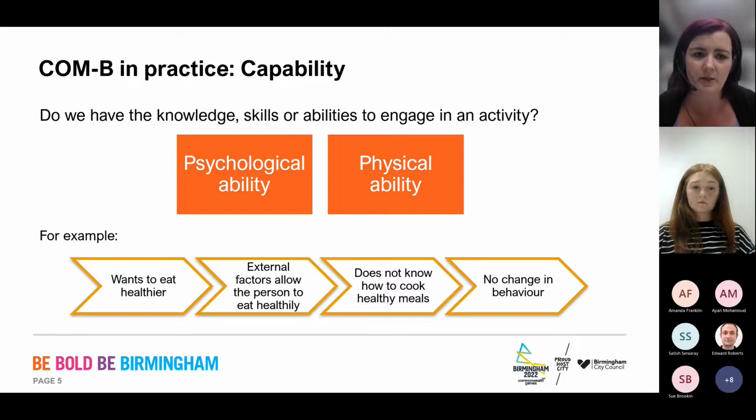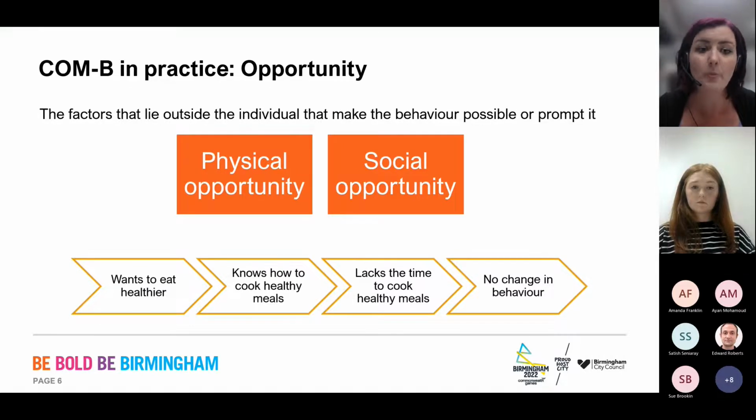The next thing that I'm going to look at is opportunity. So again, this is split down into two sections. So we need to have the physical opportunity to do a behaviour, and also the social opportunity. So with physical opportunities, it's things like having the time to do it, the location, resources. So this could be things like if somebody doesn't feel they've got the time or money to cook healthily, that could be a real barrier to changing eating habits.